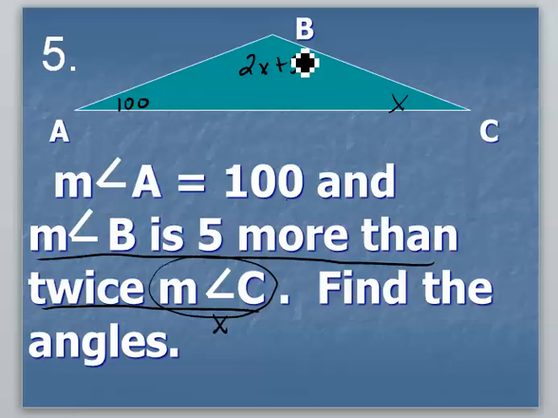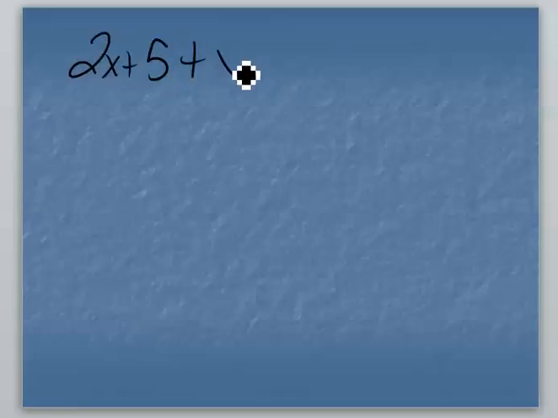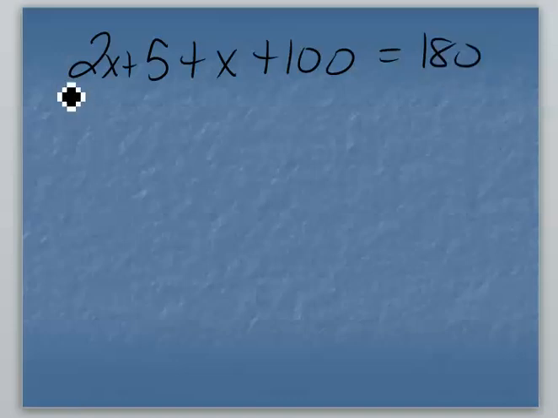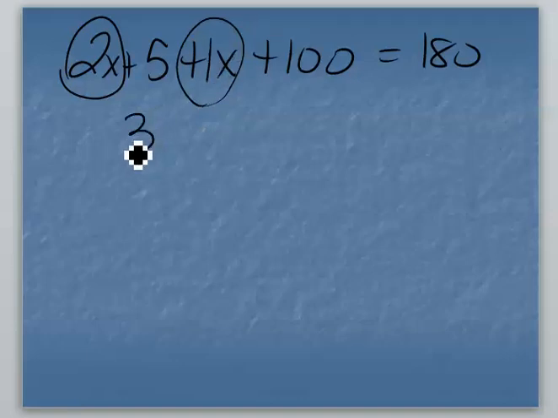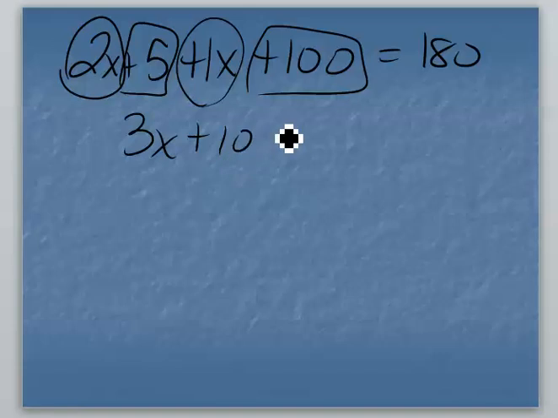Again, all 3 angles are going to add up to 180. So I'm going to take 2x plus 5 plus x plus 100 and set it equal to 180. So 2x plus 5, that's our angle B, plus x, angle C, plus 100, angle A, equals 180. Like terms, 2x plus, this is 1x, is 3x. 5 plus 100 is 105, equals 180. We subtract 105.